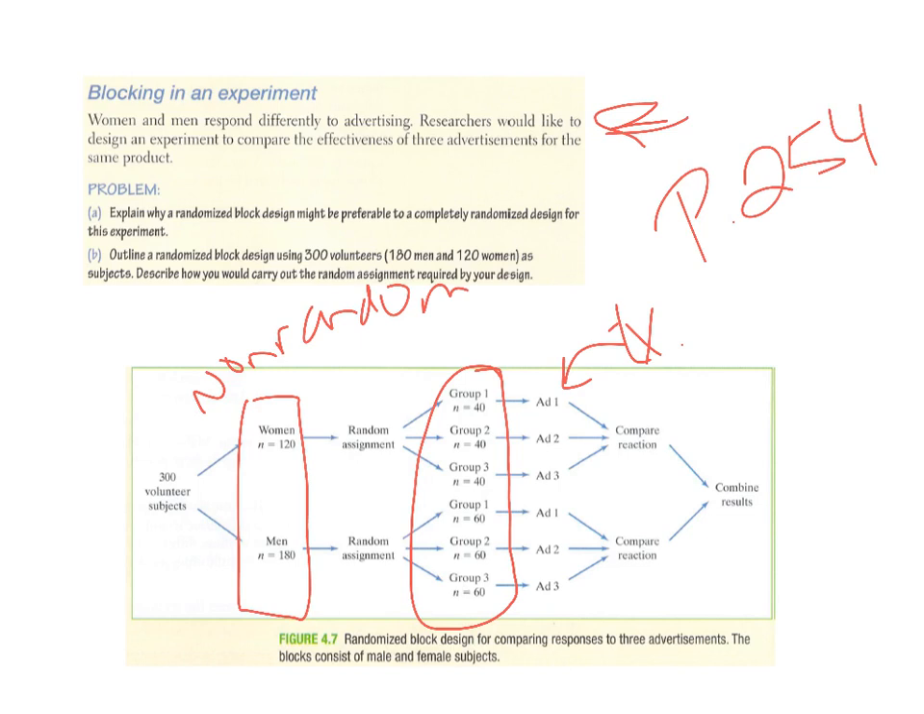And then we need to describe this random assignment here. You would need to describe that, using the hat method or using technology, but you would need to describe how you're going to split that group of 120 women. And you would need to describe how you're going to split that group of 180 men.